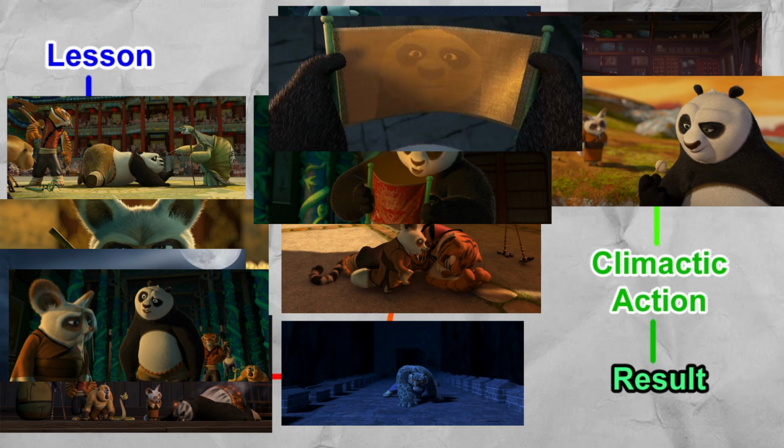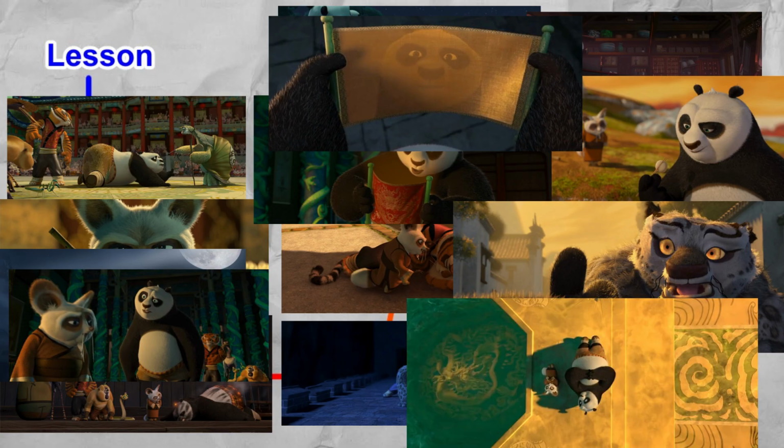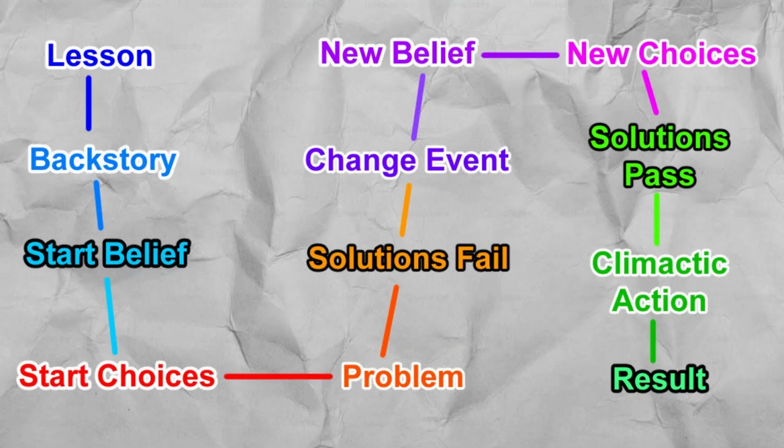Words from his father make him believe again. To make something special, you just have to believe it's special. In the climax, Po fights Tai Lung with belief in himself and beats him. The result is a saved day, and Po accepted as the Dragon Warrior. That's all the movies for now.